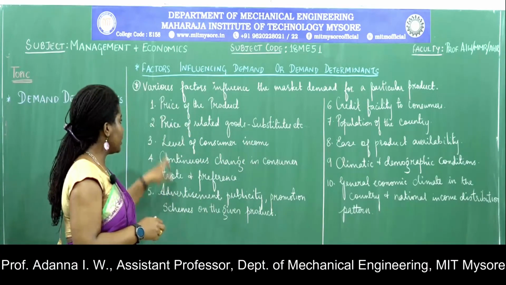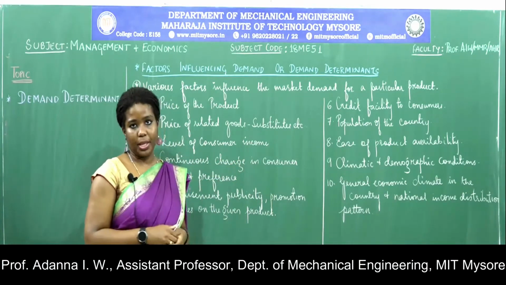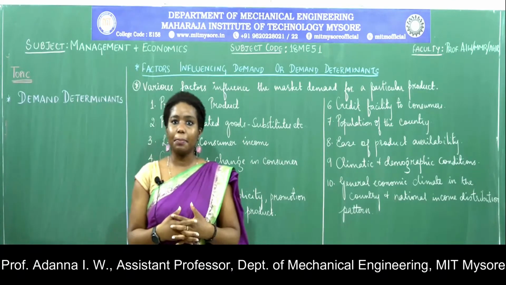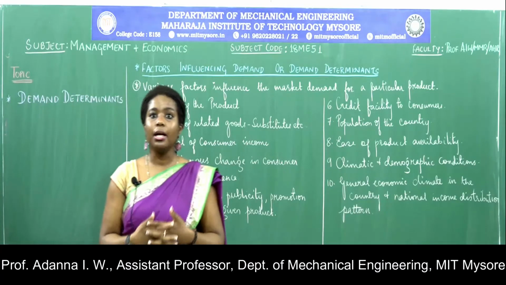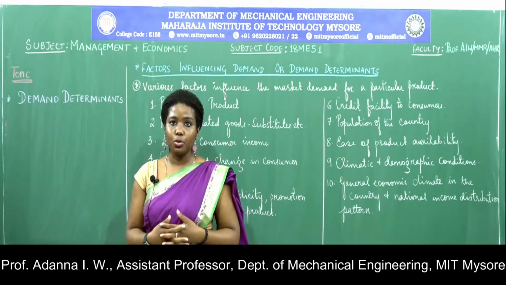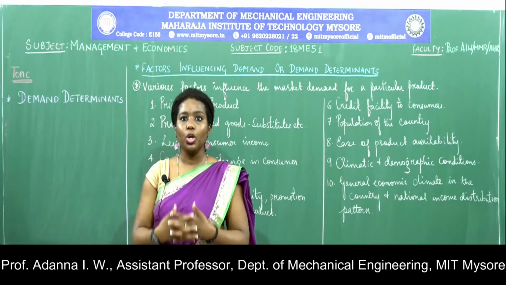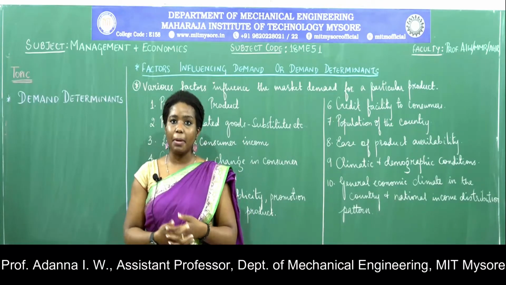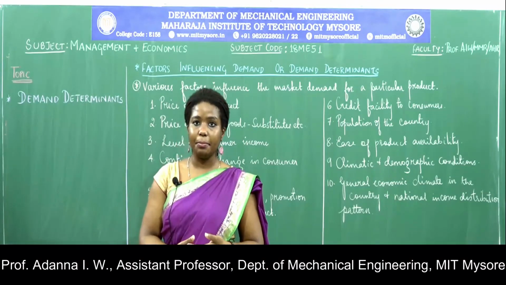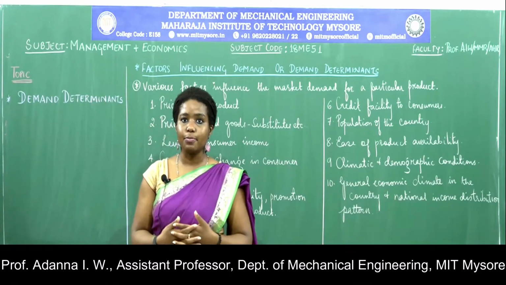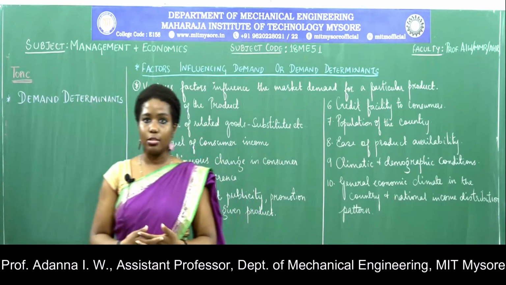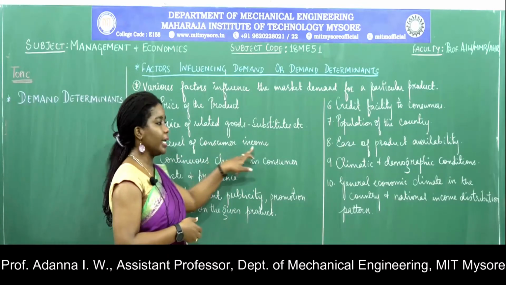The next one is the level of consumer income. What is the kind of income that the people have? Is it a high class society? Is it a large income group, medium income group, low income group? What is the gross payment that they are getting? Is it a salaried employee, government employee? All of these things. To whom you are selling this particular product? Those consumers, we have to look at their income.